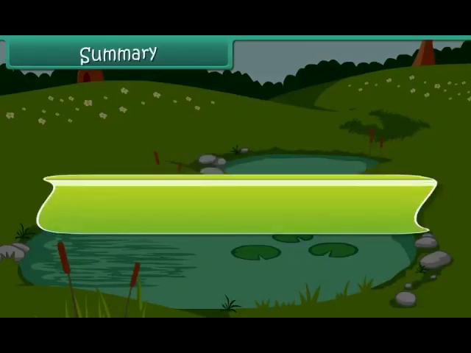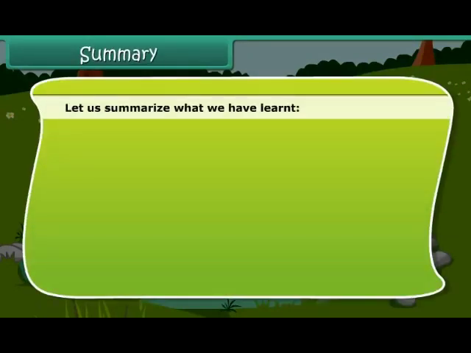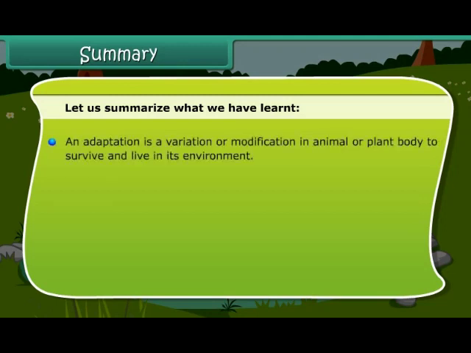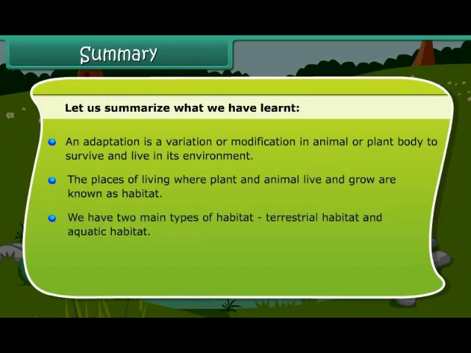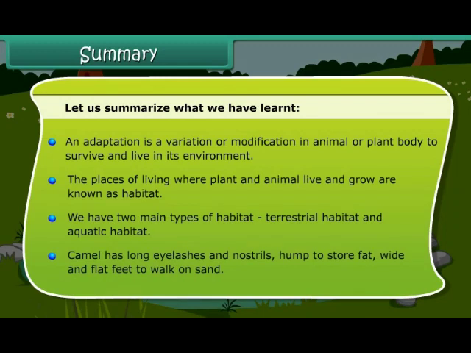Summary. Let us summarize what we have learned. An adaptation is a variation or modification in animal or plant body to survive and live in its environment. The places of living where plant and animal live and grow are known as habitat. We have two main types of habitat: terrestrial habitat and aquatic habitat. Camel has long eyelashes and nostrils, hump to store fat, wide and flat feet to walk on sand.